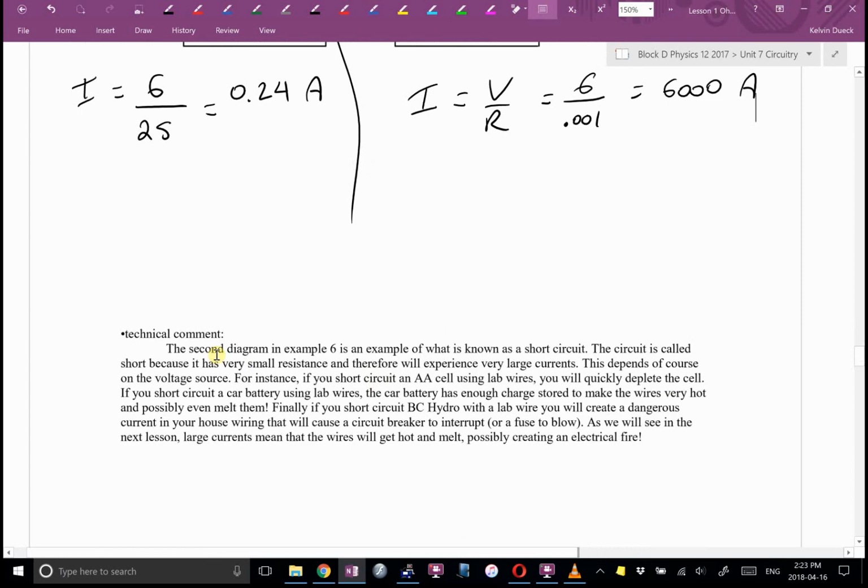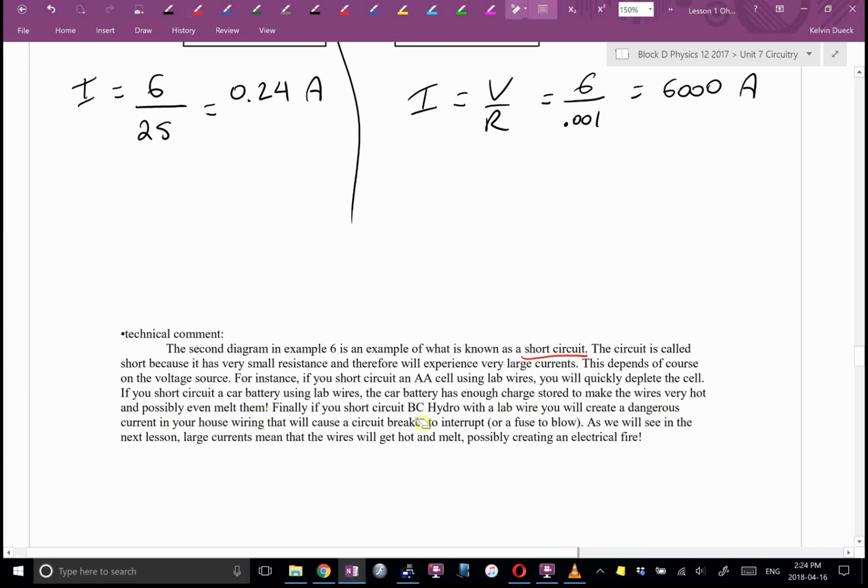So this second diagram is an example of what's known as a short circuit. It's called short because it has a very small resistance, almost zero, and therefore a massive current. This depends, of course, on the voltage source. If you short circuit a AA cell using lab wires, you'll drain the cell battery really quickly, but you probably won't get the wires very hot. If you short circuit a car battery using lab wires, that car battery has enough charge stored to make the wires hot and possibly even melt them.